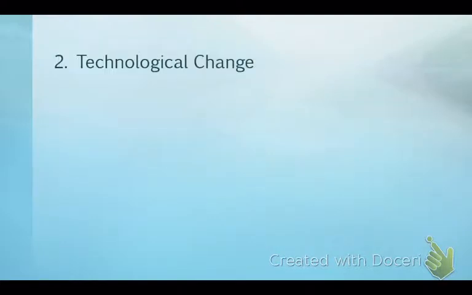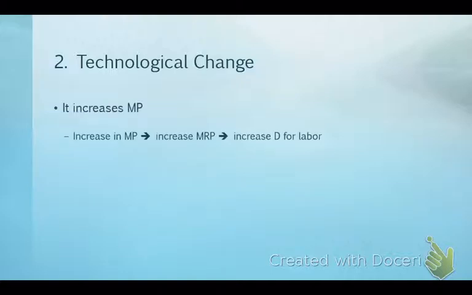Technological change. What's technological change going to affect in terms of MRP? Why the marginal product? I think somebody said, yeah, it improves the efficiency of workers, right? Better technology, they can do your job faster, better. So it is going to increase marginal product, which increases MRP. An increase in MRP, since demand in the factor market is MRP, increases the demand for labor. Technological change.